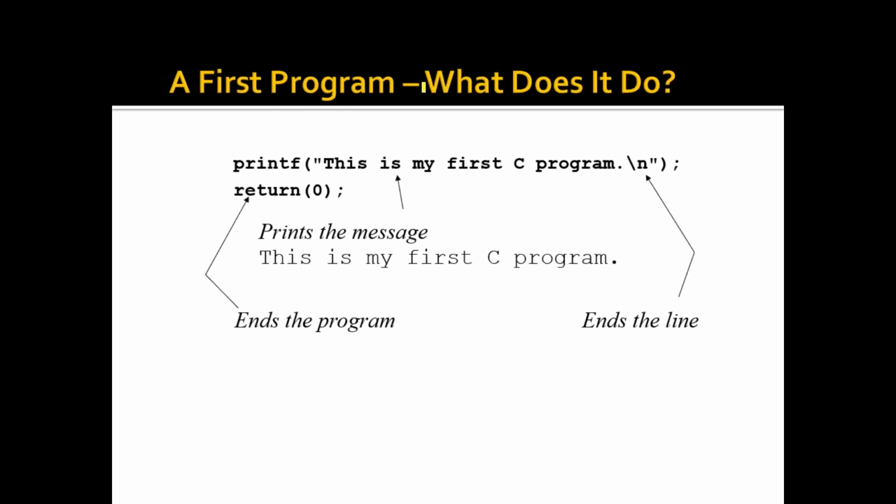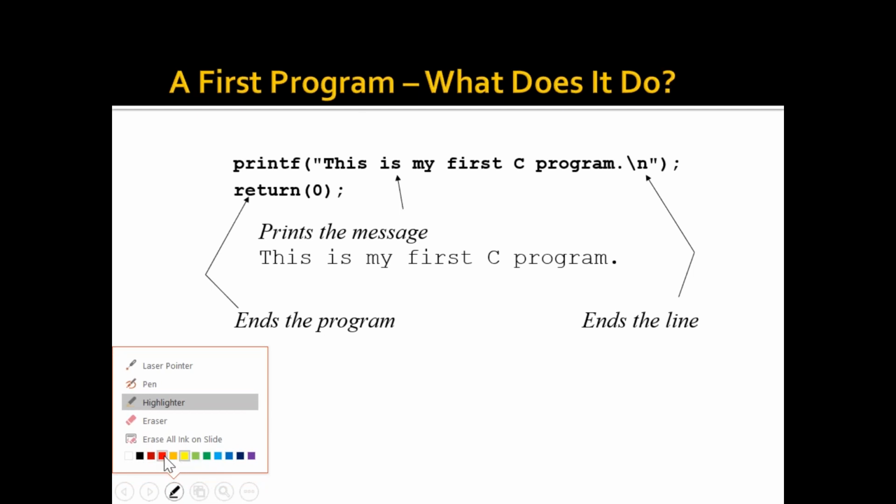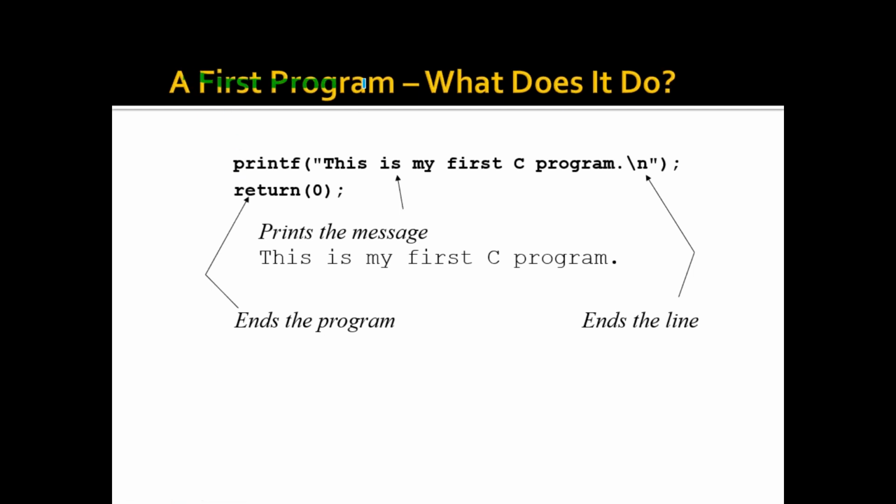So now, what does the first program do? Now here we printf, this is my first C program. When we put it this long and the print, that means this is slash n, and this is indicated to end the line. That means now here it prints this message.